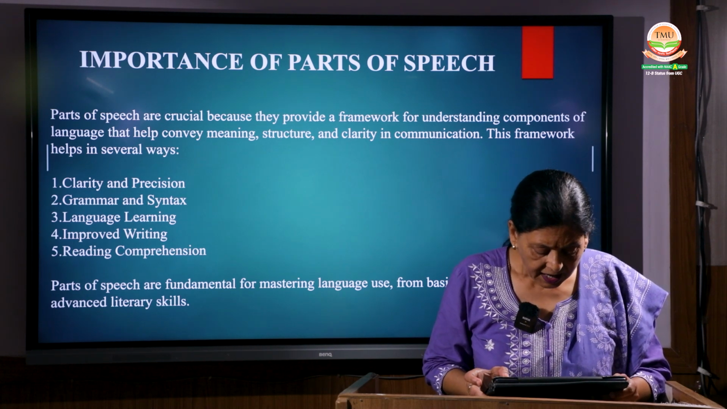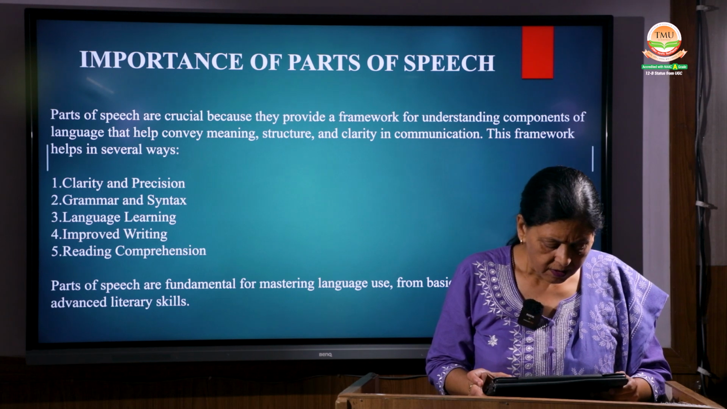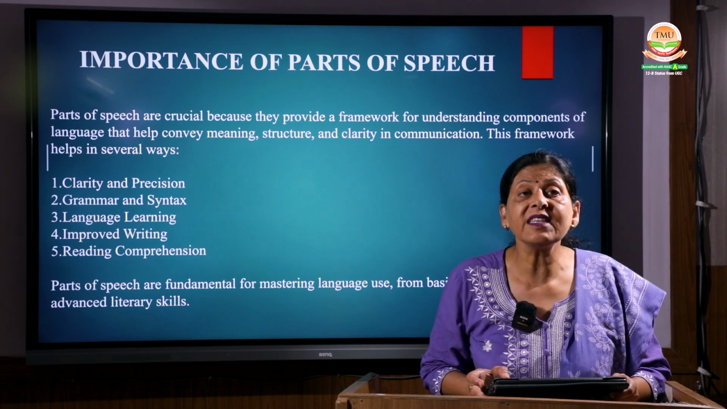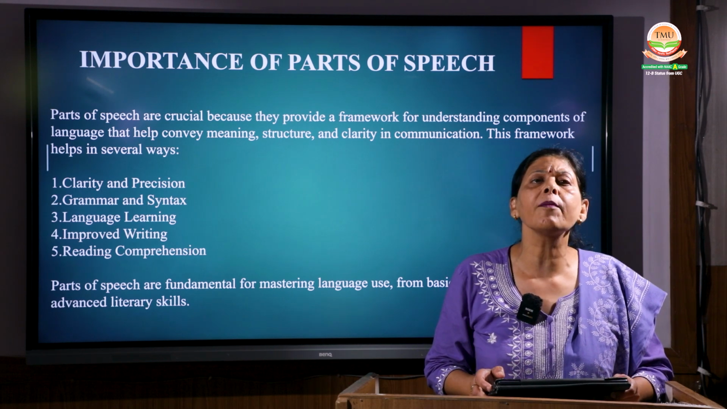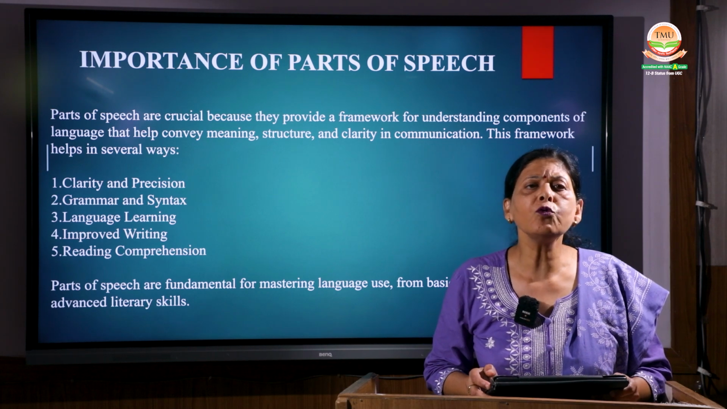Then the second is grammar and syntax. Grammar, obviously there won't be any grammatical mistake, means how we are using the word.